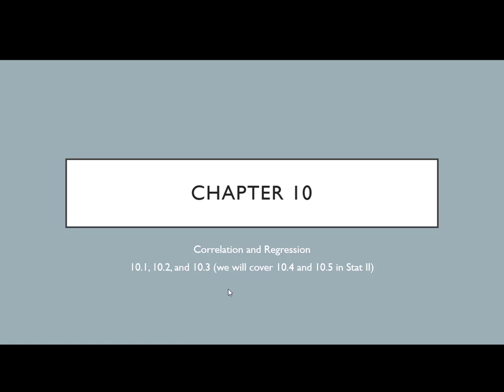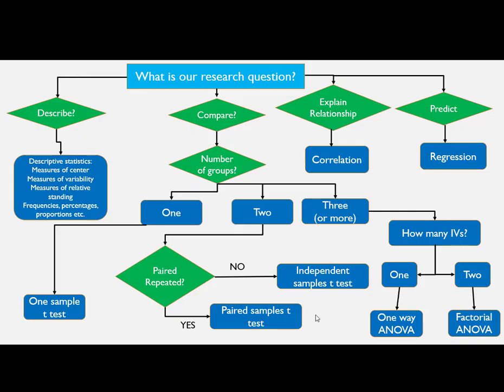All right, in chapter 10, we're going to talk about correlation and regression. In this presentation, we're just going to cover sections 10.1, 10.2, and 10.3. In Stats 2 in the summer, we will talk about 10.4 and 10.5, which is multiple linear regression and logistic regression. Okay, so let's go back to our friend, the flowchart.